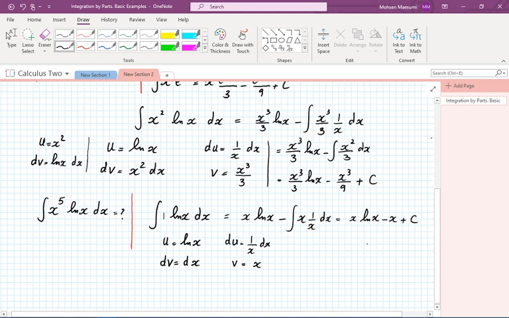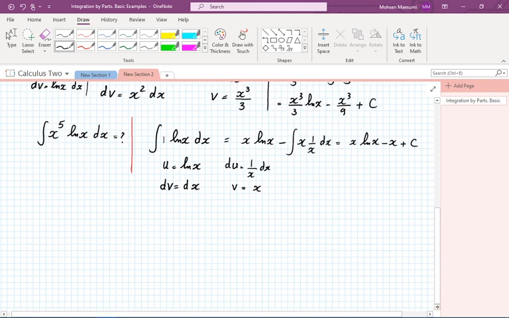For the last problem for today, let's see. Suppose I want to do the integral of arc cosine of x dx. What's the antiderivative of arc cosine?